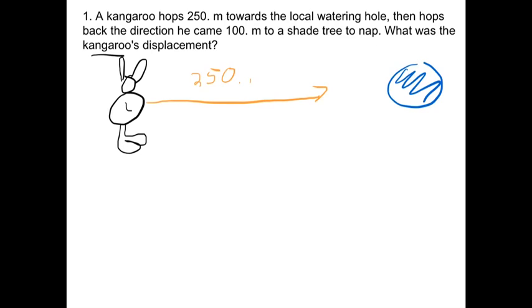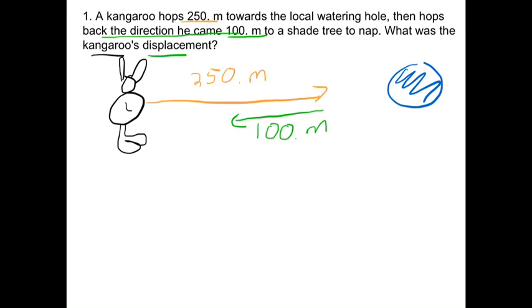So a kangaroo hops 250 meters towards a local watering hole. So somewhere over here, I'm going to have a watering hole, and he's going to go 250 meters towards it. So he's going to come this way 250 meters. Then he hops back the direction he came 100 meters. Be careful of directions too. So after he gets there, he's going to come back 100 meters.